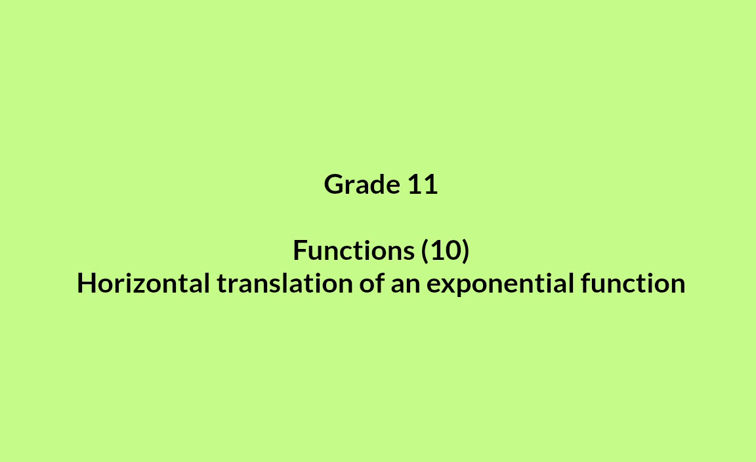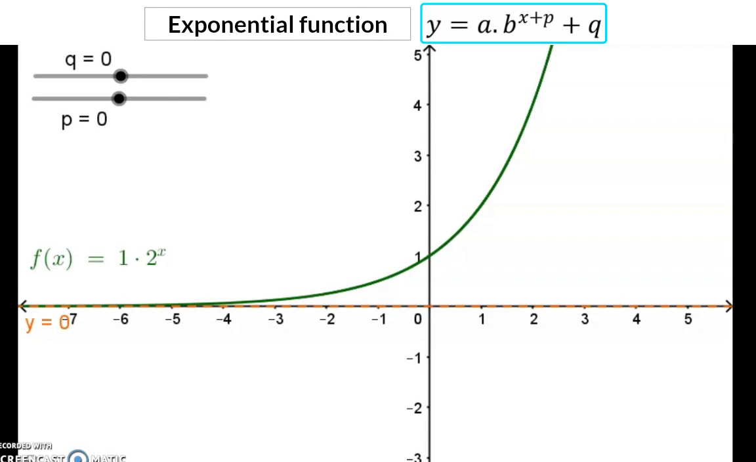In this video, we're going to have a look at the horizontal translation of an exponential function. We already know what the influence of the a, the b, and the q value is on an exponential function. Now let's go and have a look at what the p value indicates.